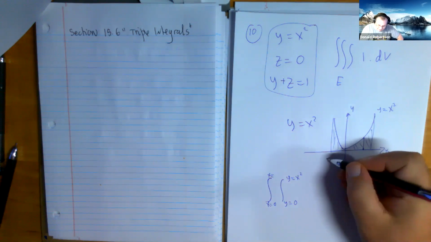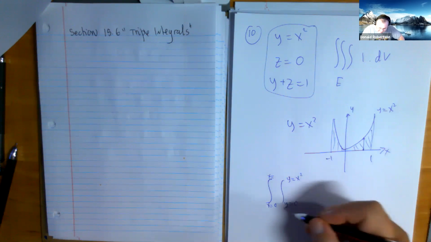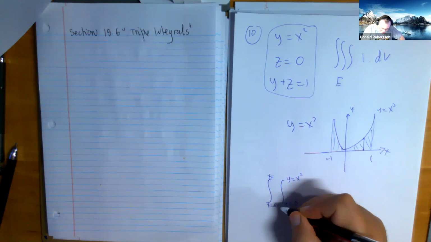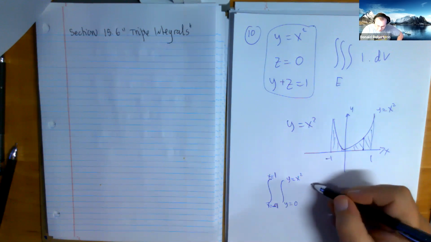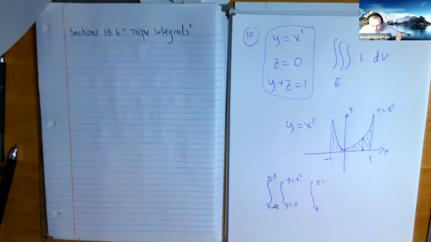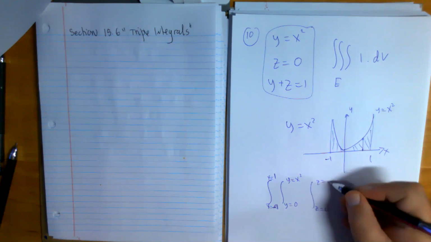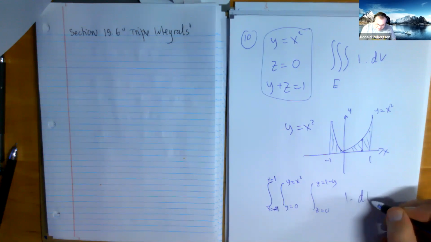And if you do that, can you trust me you get -1 and 1? Oh, x goes, I don't know why I put 0 there. It's -1 and 1. What about the z then? We need a z, don't we? What's the limits of z going to be? 0 to 1 minus y. You all happy with where that came from? Just rearranging this. And 1 dV.